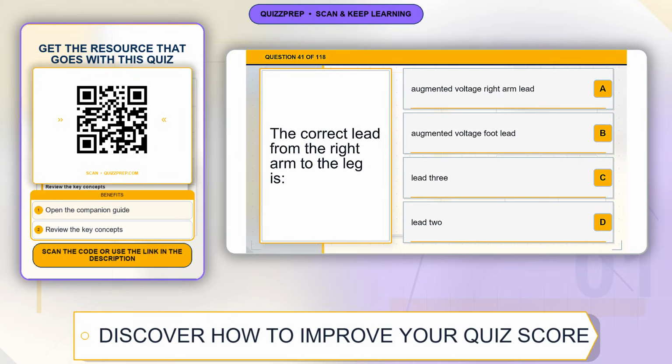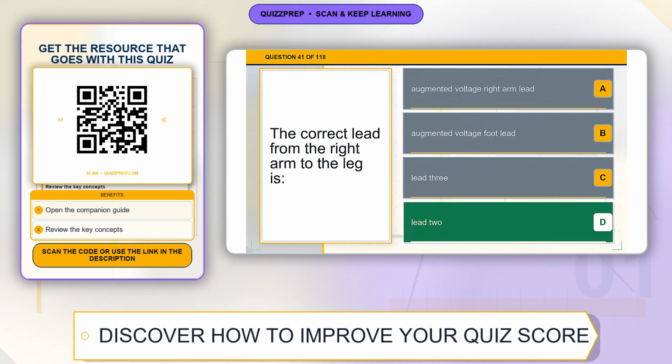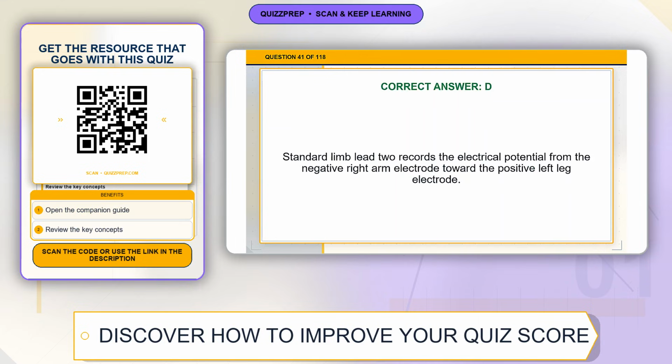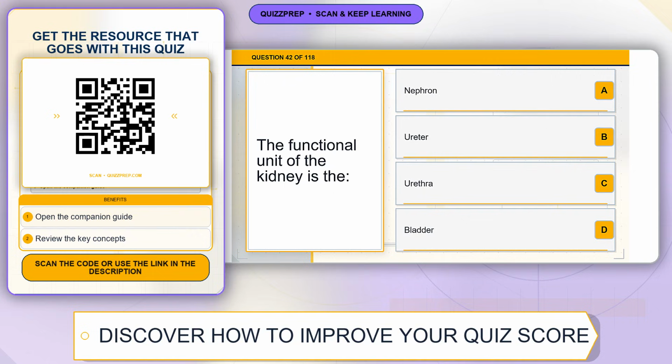Question 41. The correct lead from the right arm to the leg is: Option A, augmented voltage right arm lead. Option B, augmented voltage foot lead. Option C, lead 3. Option D, lead 2. The correct answer is option D, lead 2. Explanation. Standard limb lead 2 records the electrical potential from the negative right arm electrode toward the positive left leg electrode.